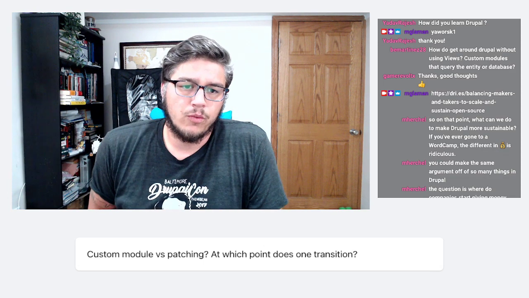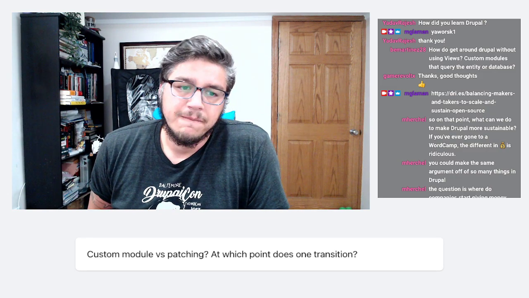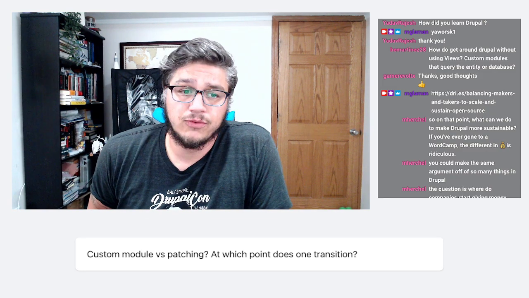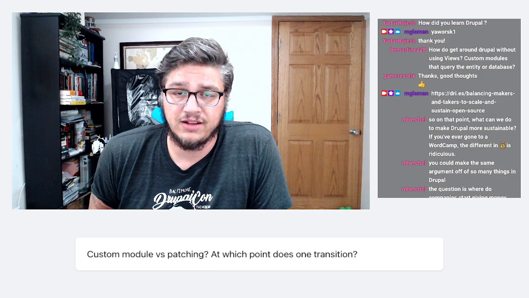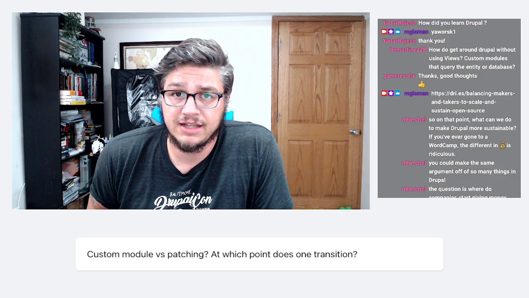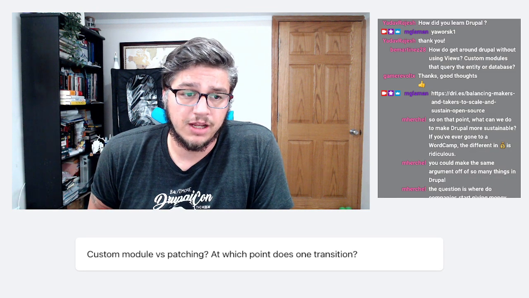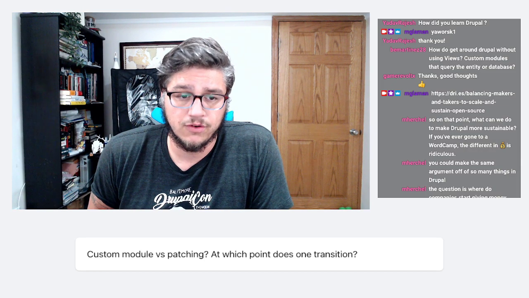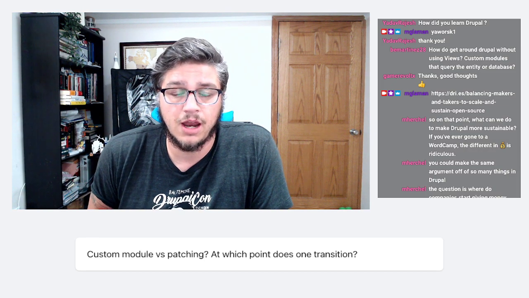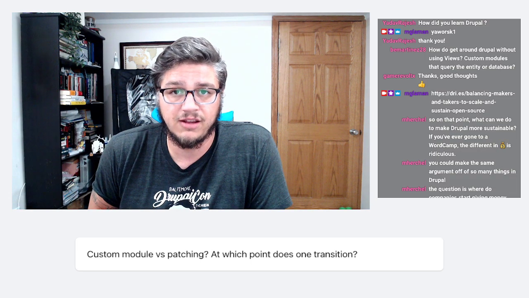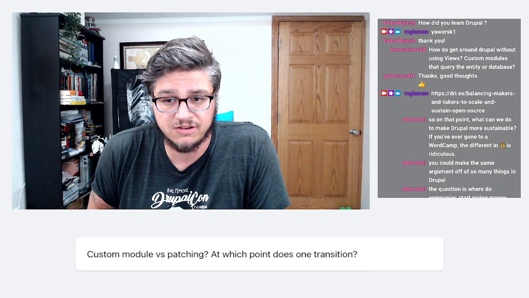So at what point does one transition? Sometimes you can't fix that logic by swapping the class, so you just patch it. And then that's the way it is. But if it's one that you can easily override by swapping it, I recommend that because I find that easier to maintain than having patches that might fail.